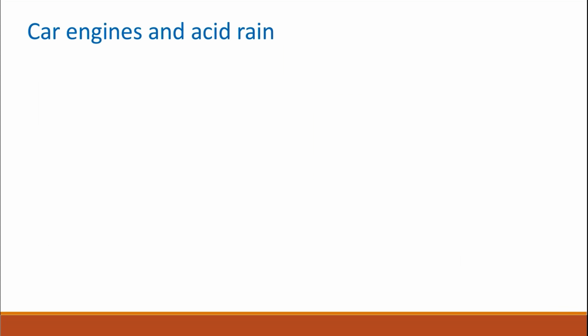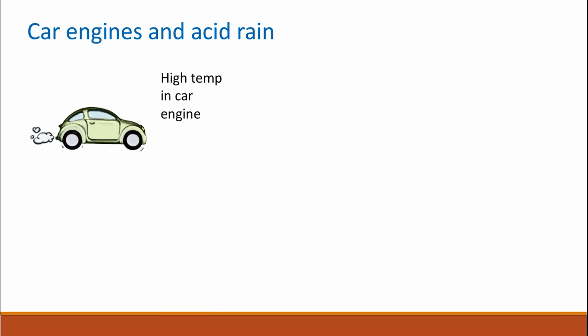Hydrocarbons and alkanes are used as fuel. However, there are many problems with using hydrocarbons as a source of fuel in car engines. And you have probably heard of acid rain. So how is acid rain produced? The car engine has a very high temperature, and this leads to a reaction between nitrogen and oxygen from air, and that will produce nitrogen oxides such as NO and nitrogen dioxide, NO2.